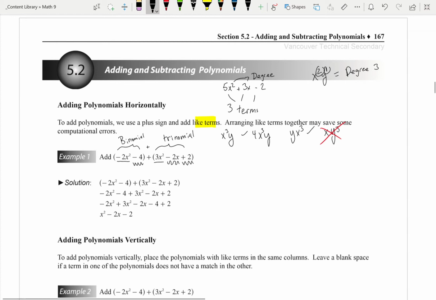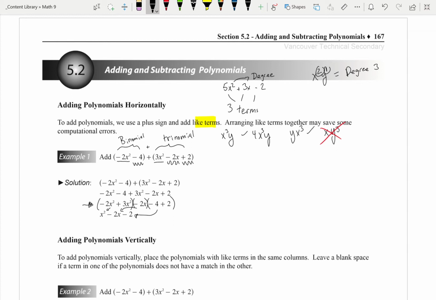So what they've done here is that they've removed all the brackets, and then down in step 3, notice that they've grouped their like terms together. And that gets us to our final answer. So negative 2x squared plus 3x squared gives me just x squared. Negative 2x stays the same. And then negative 4 plus 2 gives me negative 2. So they've split them apart.